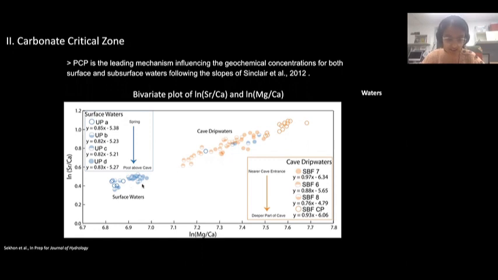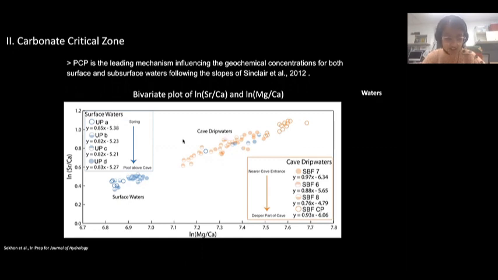This again is indicative of prior calcite precipitation occurring through the system, where the cave drip waters have gone through more prior calcite precipitation compared to the surface waters. And another note is the open blue circles are the spring. So that is the source of the cave drip waters and the surface waters. And on the tail end of this plot are your orange circles, which are indicating cave pool water.